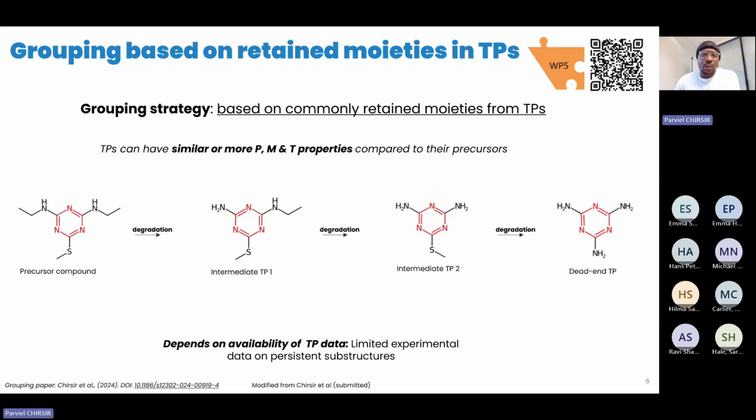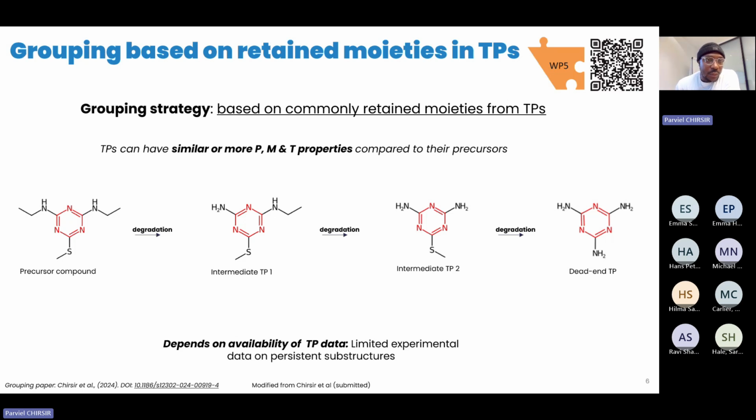Now, because of the huge number of potential PMT substances, we have to develop a strategy to assess these substances as a group rather than doing one substance at a time assessment. And as part of work package 5, we wrote a review paper where we discussed, amongst other things, grouping strategies to assess and manage PM substances.